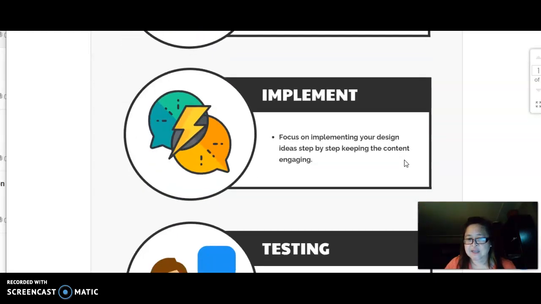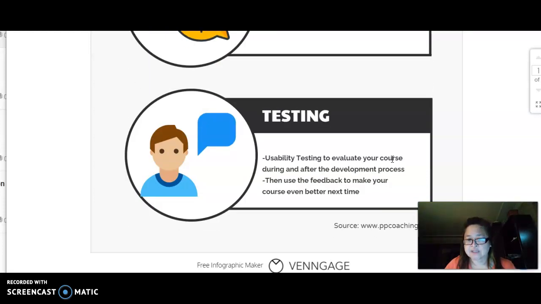The second thing that I would like to talk about is implementation. This is when you put your head down and you focus on each of your modules one by one, and you focus on implementing your design ideas step by step, keeping the content engaging. Always asking yourself, is this what I want them to learn? What is it that I want them to learn? Is this engaging?